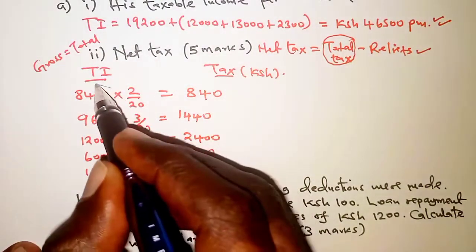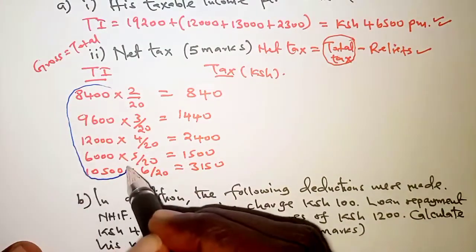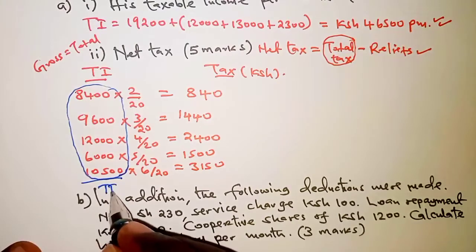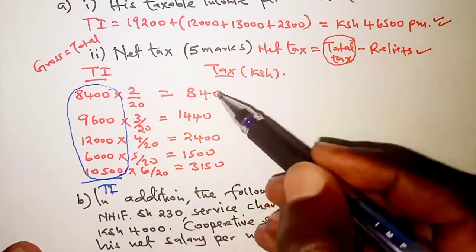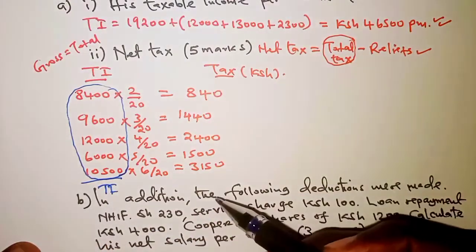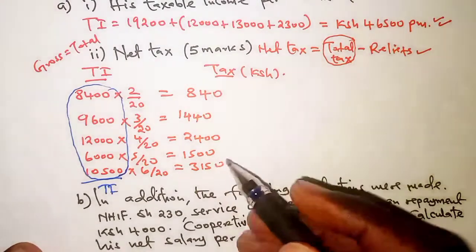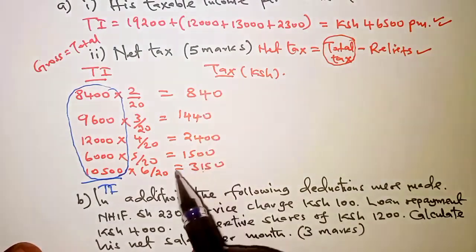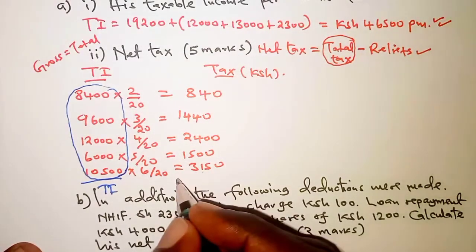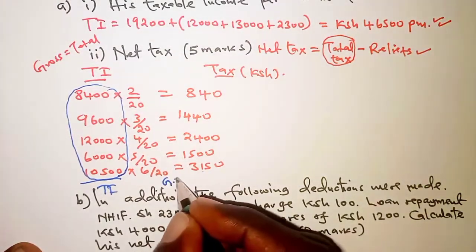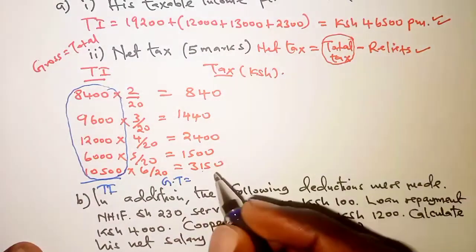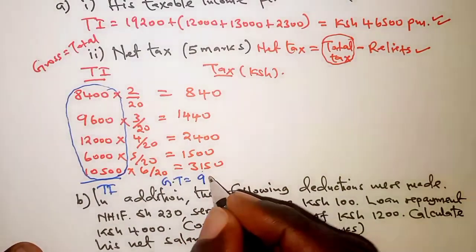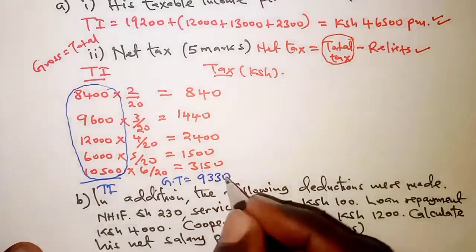Well, I want us to take note of this, which is very important. When we add the whole of this on the left hand side, it should give us the taxable income, and when you add the ones on the right hand side, the total should be the gross tax. So say gross tax or total tax, they mean the same. So gross tax should be the sum of these, which when we add, we get 9,330.